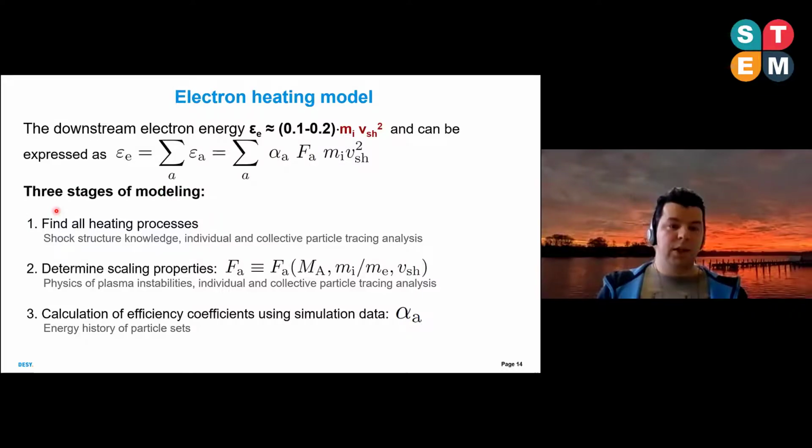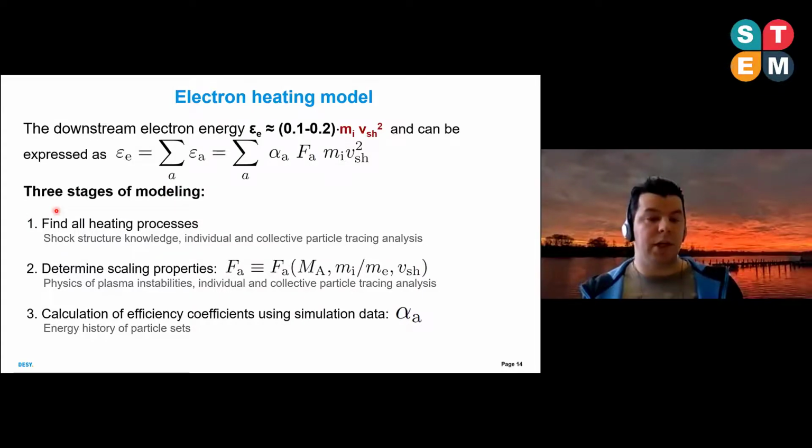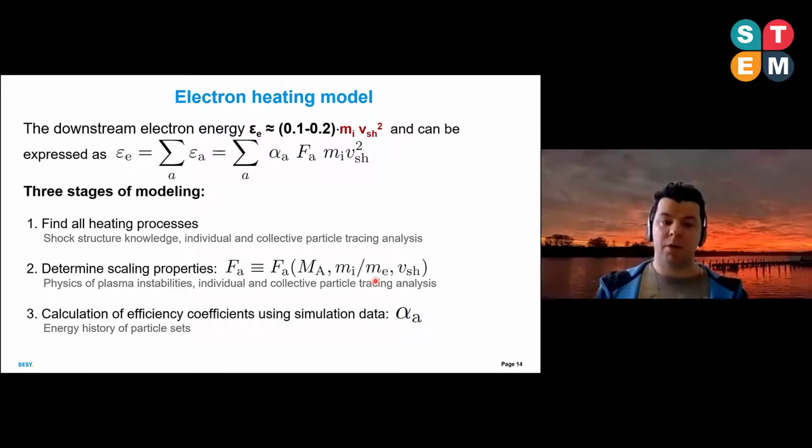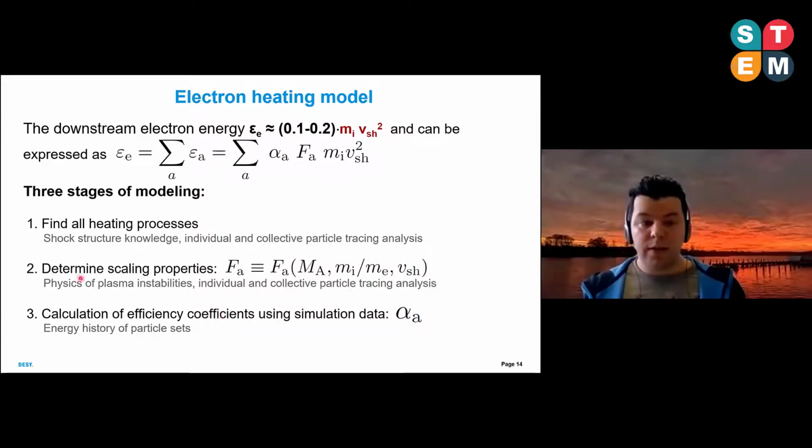And essentially modeling is done in three stages. So you need to find all the heating processes. For this, you need to know what the shock structure is, how individual particles behave, and how groups of particles behave. Then you need to determine scaling processes, so how the efficiency of each particular process depends on the Mach number, mass ratio, shock velocity, plasma beta, whatever parameter you can imagine. And then you can match this with the energy budget you observe in your simulation and calculate this numerical term.